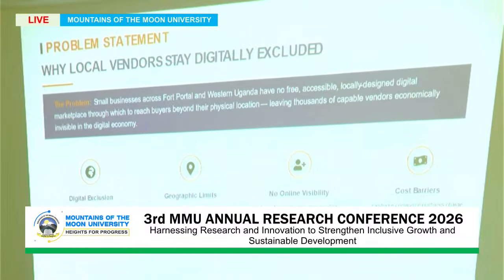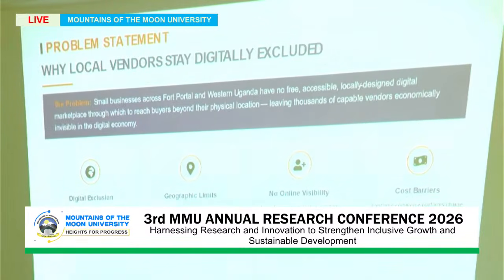First of all, we have the reasons why these traders or people doing things remain digitally invisible. First of all, we have digital exclusion. Due to the absence of a free, locally focused marketplace in Western Uganda prior to this project, some platforms are urban-centric and do not favor the local traders. Most of you know these platforms, the way they operate, most of them are centered in urban centers. They do not reach out to vendors who are at a low span.